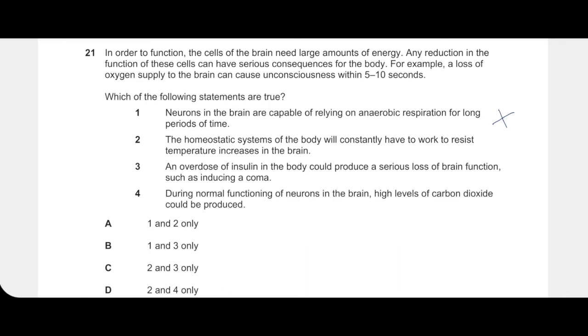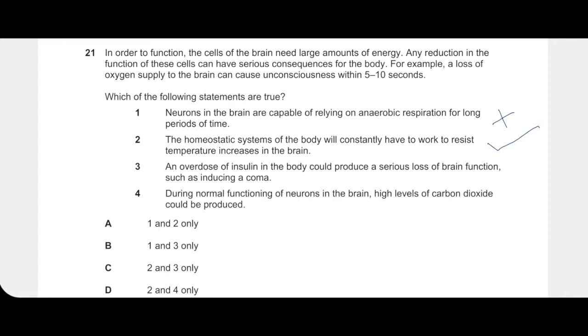Statement number 2, the homeostatic systems of the body will constantly have to work to resist temperature increase in the brain. That is true. A byproduct of respiration is the release of heat, and in order to maintain a healthy functioning of the cells, the body has to work to resist temperature increases in the brain.